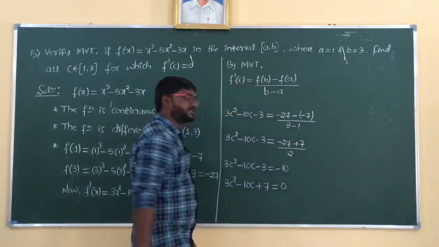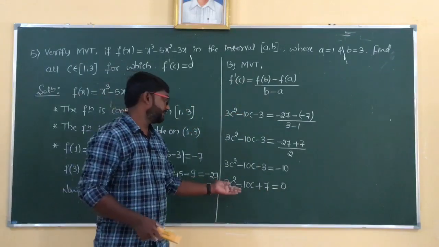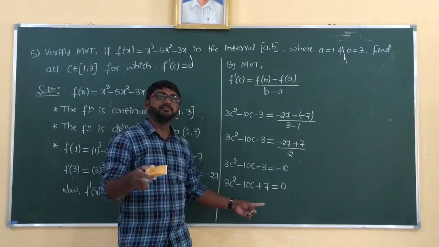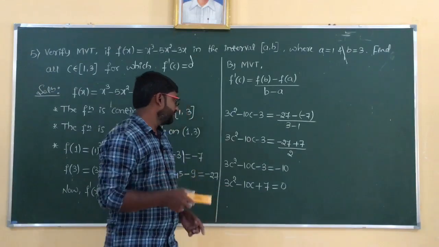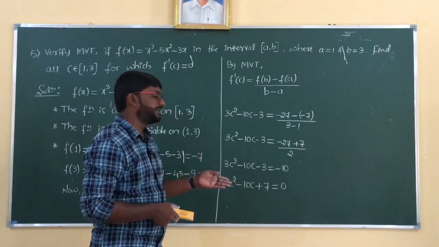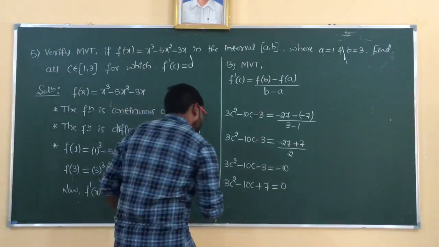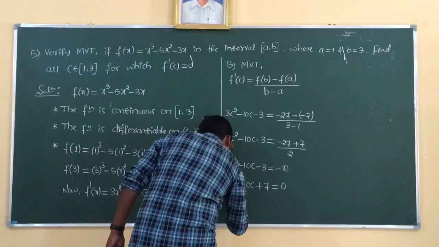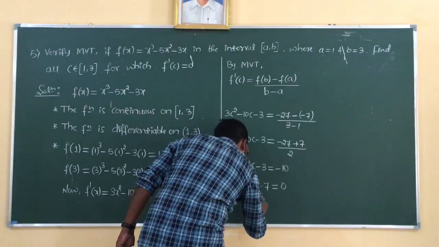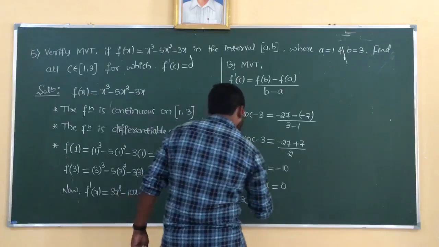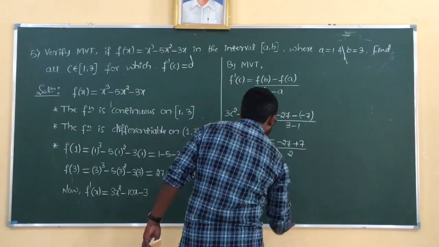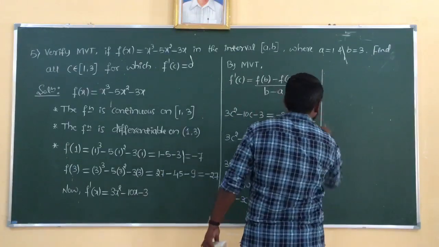Now this is a quadratic equation. So multiply the first and last term, the product will be 21c square. How do we take the factors now? It is minus 7c and minus 3c. So 3c square minus 3c minus 7c plus 7 is equal to 0. Let us simplify this.